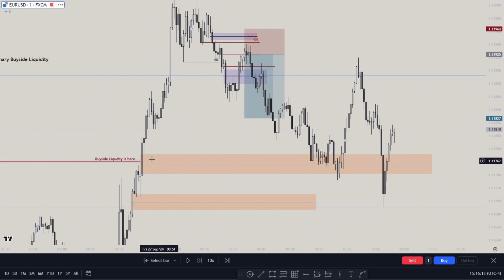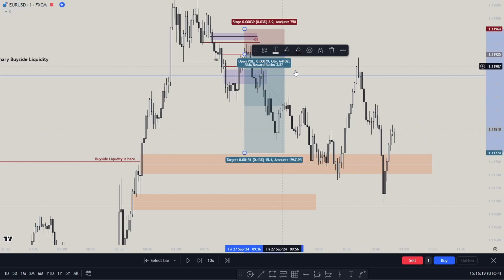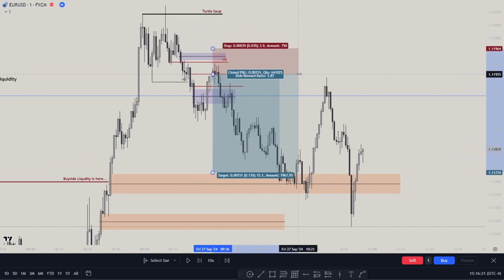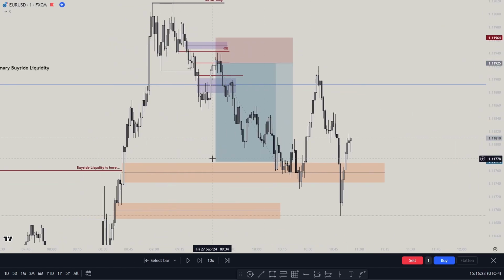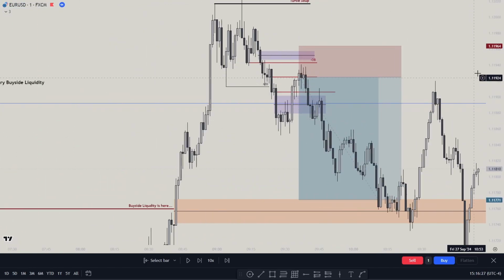It's a BISI, a buy side imbalance and sell side inefficiency. You can aim from there right till there. Yeah, so that's how we would have traded in the New York session.